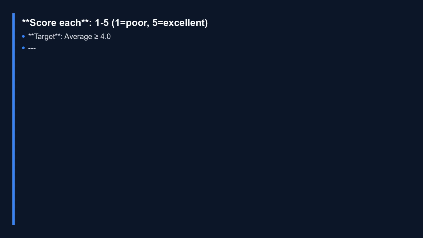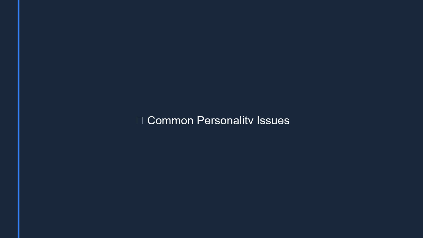Score each dimension 1 to 5, 1 being poor, 5 being excellent. Target an average of 4.0 or above before moving the model to any downstream use. Common personality issues.